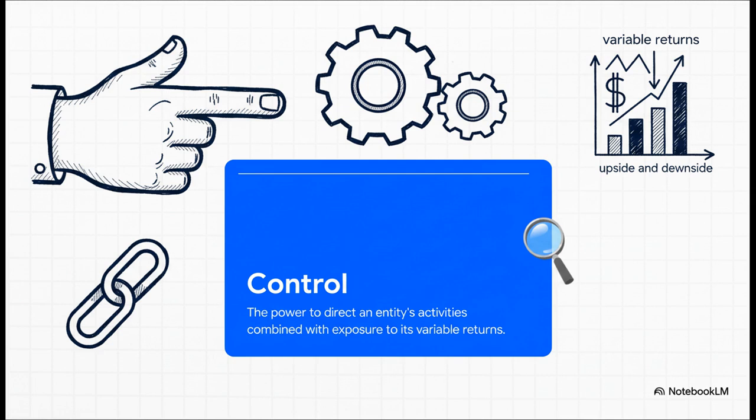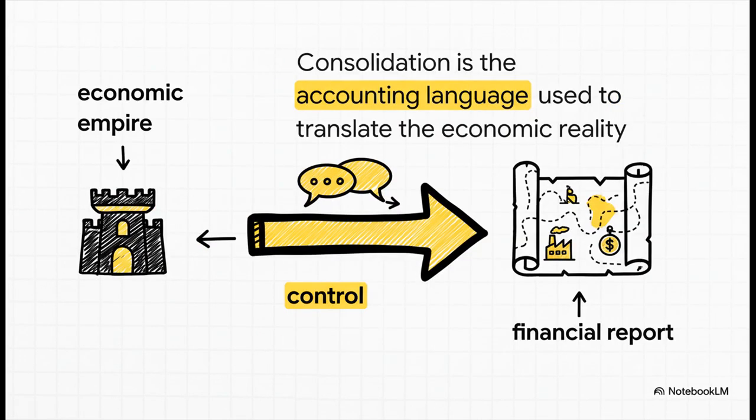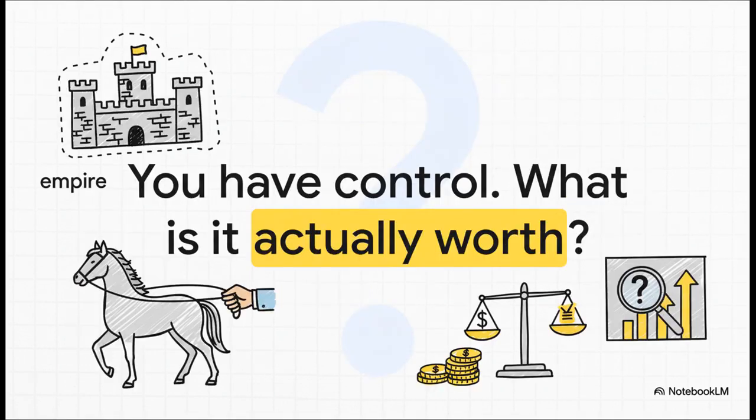It's also why standards have evolved to capture really complex structures, like variable interest entities, where control can exist even without majority ownership. So you can think of it this way. Consolidation is the language we use to translate the economic reality of control into a financial report. The consolidated statements become a map of the entire economic empire, presenting every single asset and liability under the parent's effective command as one cohesive unit. This brings us to a critical pivot point.